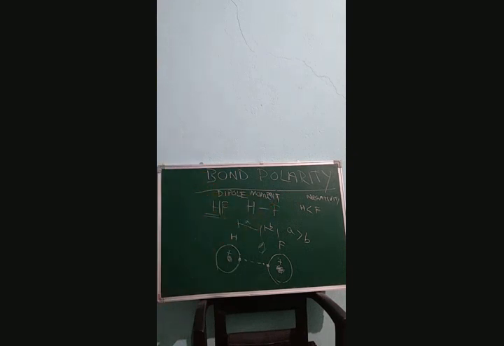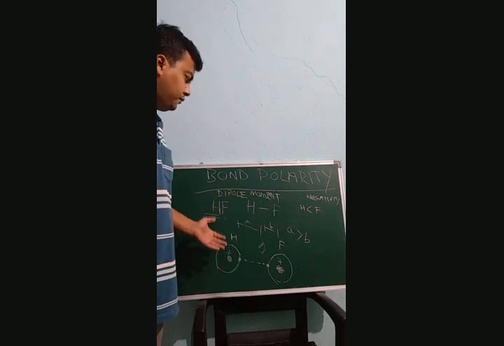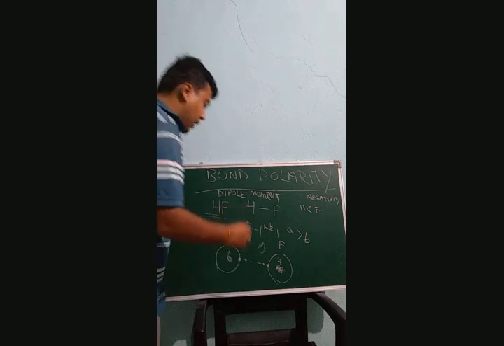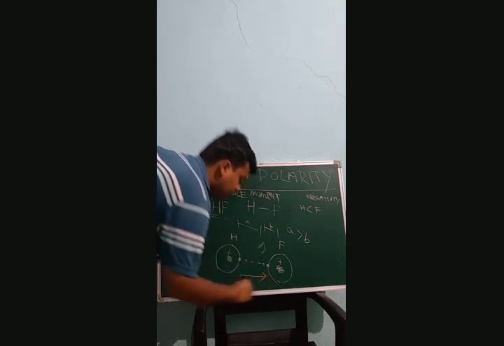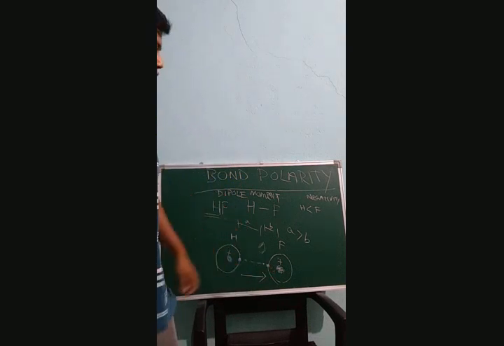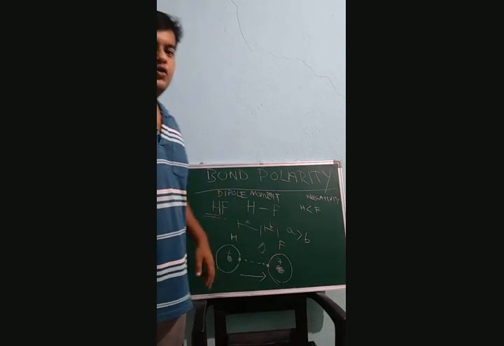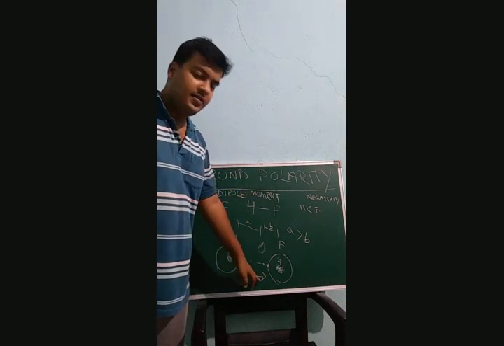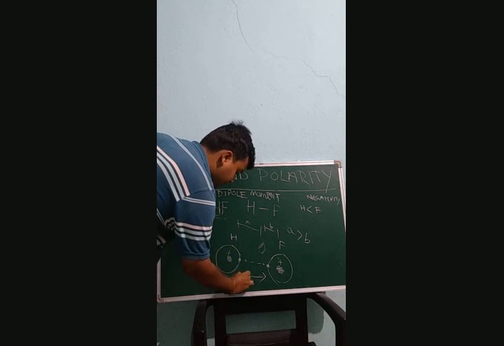Dipole moment. Dipole moment is a representation of the bond polarity. As I was saying, the direction of charges will be towards the more electronegative atom, because they are attracting the electron more. So I can say the direction of electron will be towards the fluorine atom, because fluorine has more electronegativity, so it is attracting the electron more. Dipole moment is represented as an arrow with a cross.